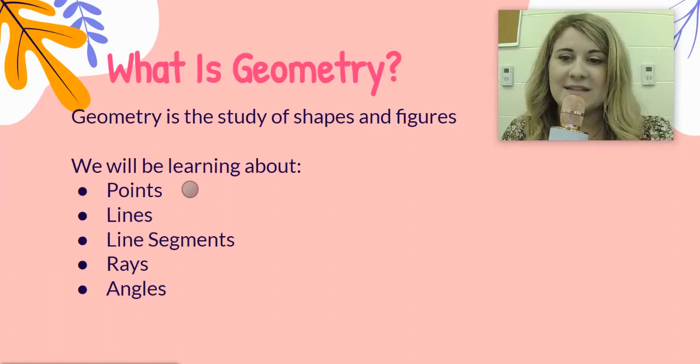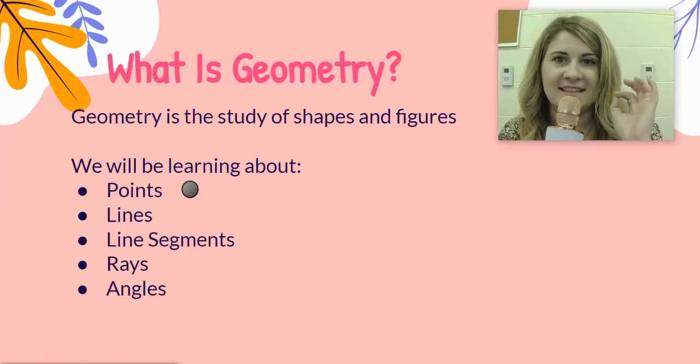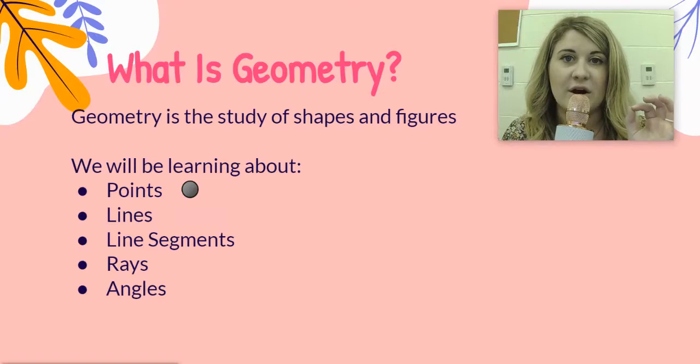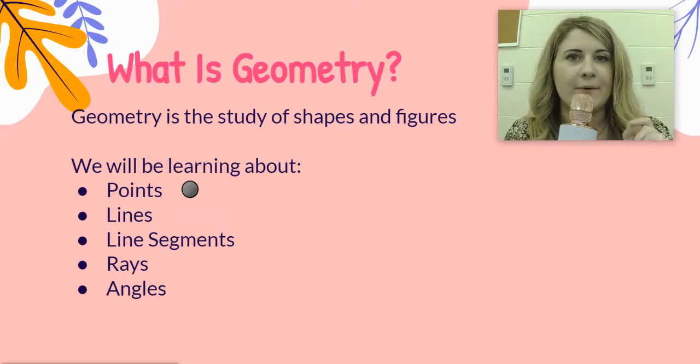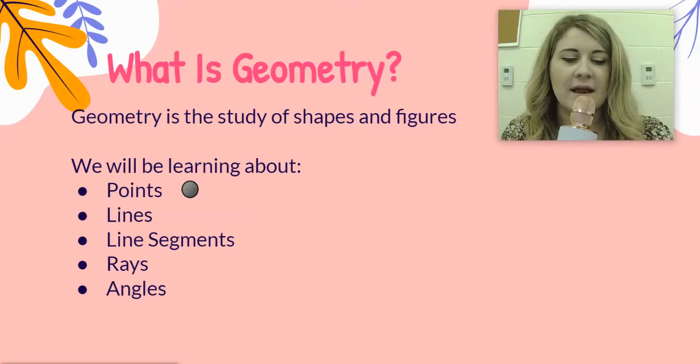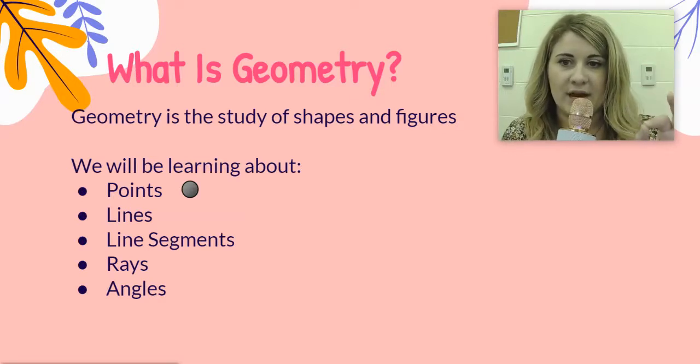A point shows an exact location, and it looks just like a little dot. You can use this to show a point on a number line, or a point on a map, or a point on Fortnite where you're going to land. A point just shows an exact location.